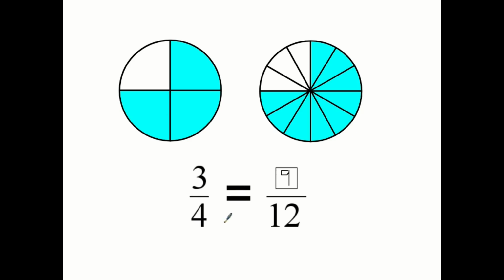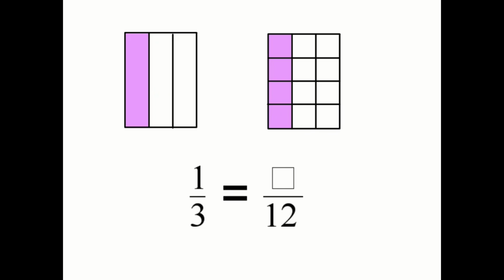What's going on numerically? Well, let's have a look. What have we multiplied 4 by on the bottom? We've multiplied it by 3. Whatever we do on the bottom, we must do on the top. So let's check, has this been multiplied by 3? 3 times 3, yes, it's 9. So 3/4 is equivalent to 9/12.